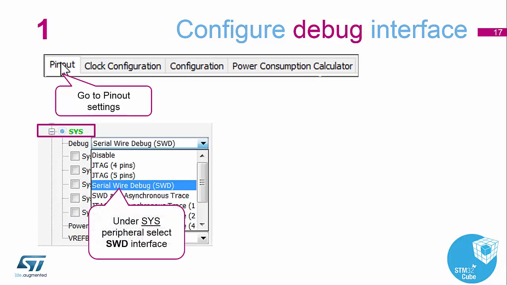The first thing we need to make sure that we add to our project is our debug pins. So we've got to make sure we automatically allocate our debug pins so we can carry on talking to our board, programming our board, and debugging our board if necessary. To do this, we need to add a peripheral on the left-hand side for the serial wire debug. The debug is a system peripheral, so it will be available in the SYS section on the left-hand side of the Cube screen.